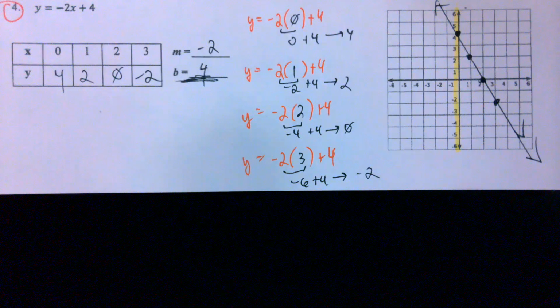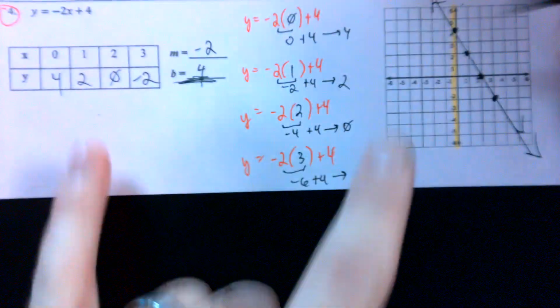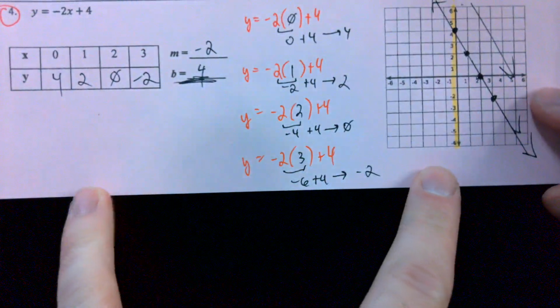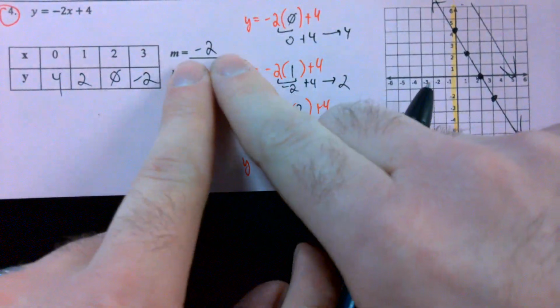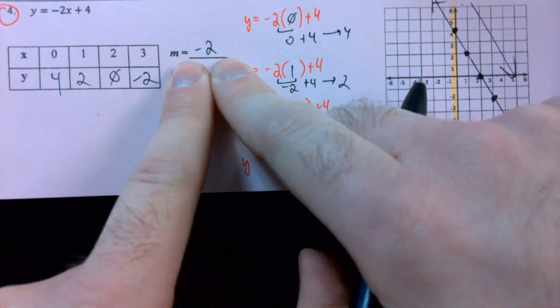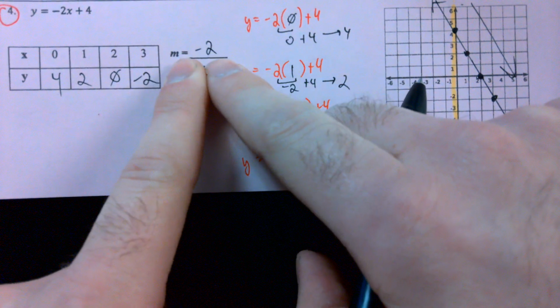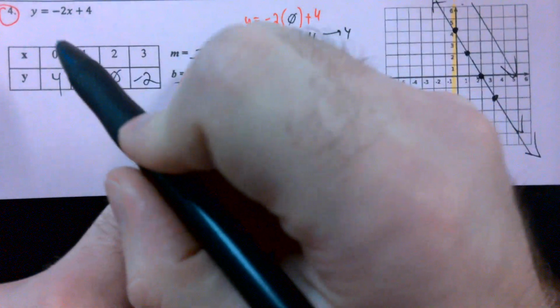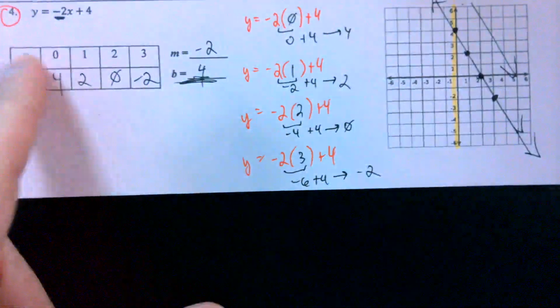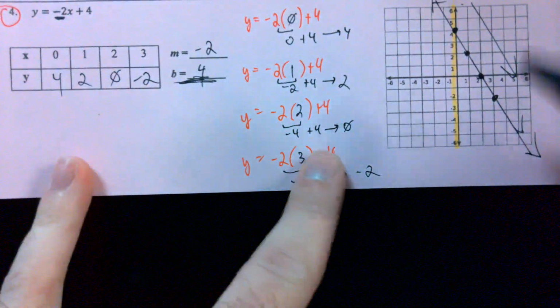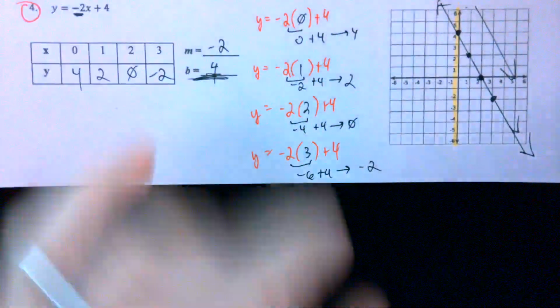Now, what do we notice about this line? Is this line going uphill or downhill from left to right? Downhill. So that means my slope should be what? Negative. Was my slope negative? Yes. We know it's negative 2 because it says negative 2 right here in front of my x. All right? So everything we've been learning is connected, right? And it's just going to get more connected.